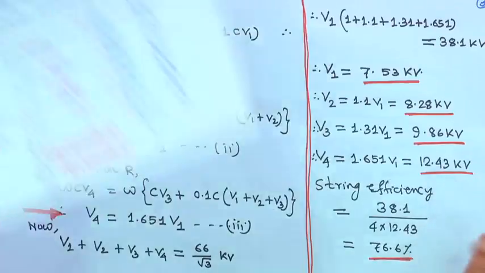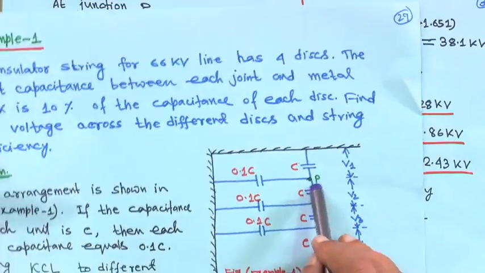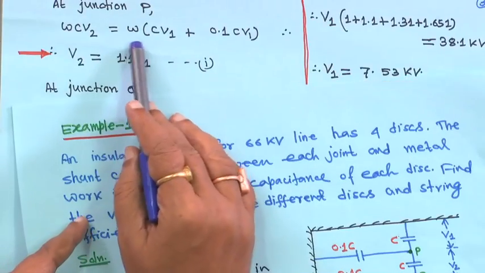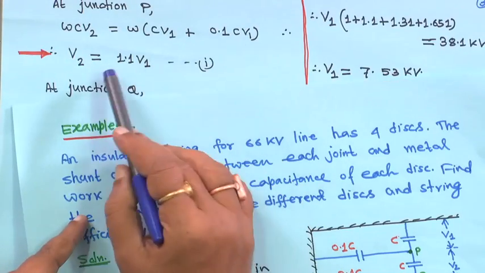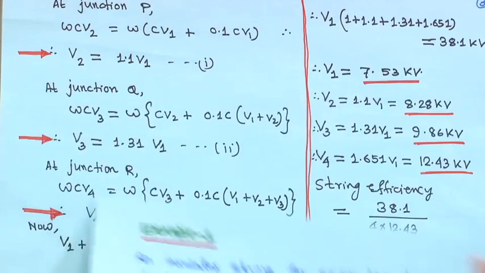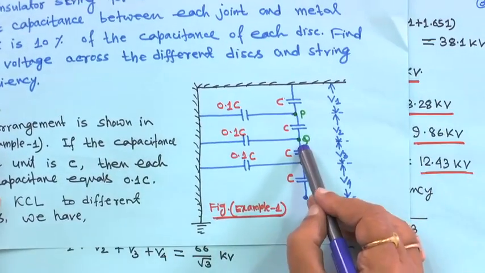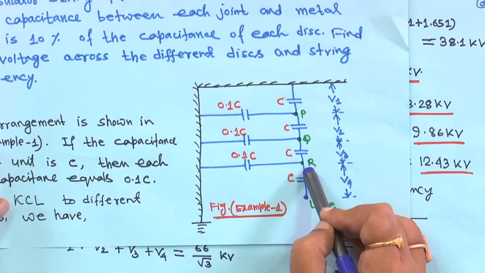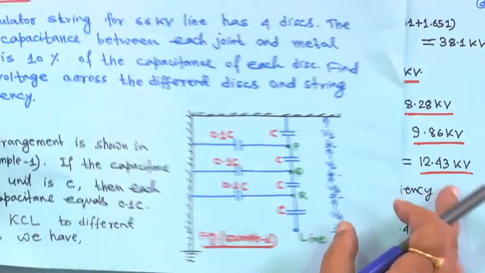you will get at junction P, that omega C V2 is equal to omega common this one. So, V2 is equal to 1.1 V1, this is equation 1, right. Similarly, if you apply at Q and R and so on, please do it yourself, I have done it here, right.